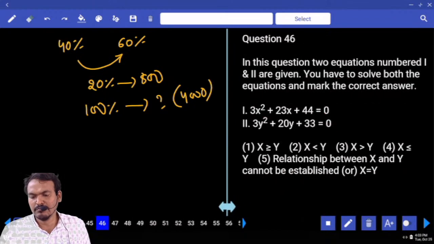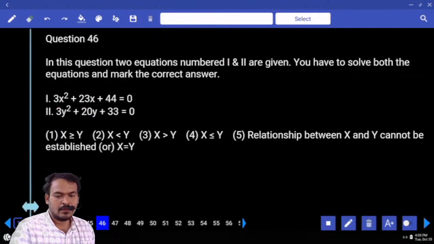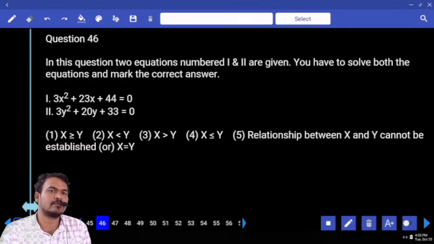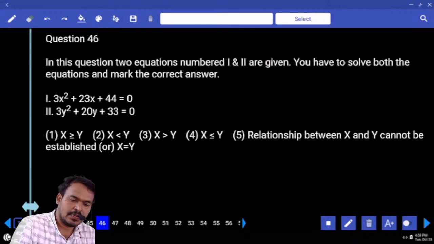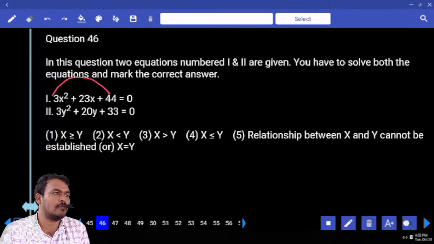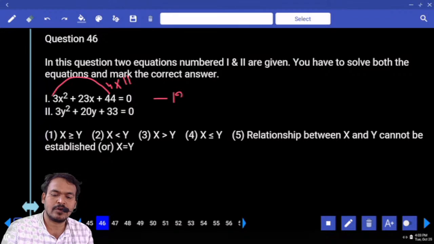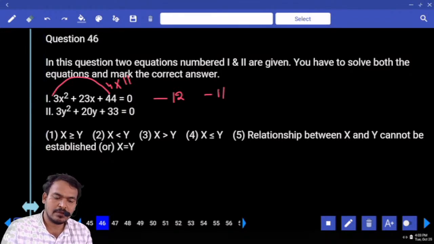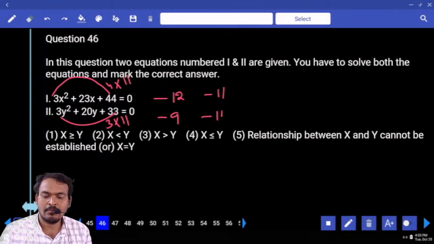Next, question number 46. The coefficients of x square and y square are the same, so we can directly take the factors. 3 into 44 is nothing but 12 into 11. 44 means 4 into 11. 3 fours are 12, 12 plus 11 is 23. Then the final roots are minus 12 and minus 11. Second one, 33 means 3 into 11. 3 threes are 9, 9 plus 11 is 20. One is minus 9, another is minus 11.